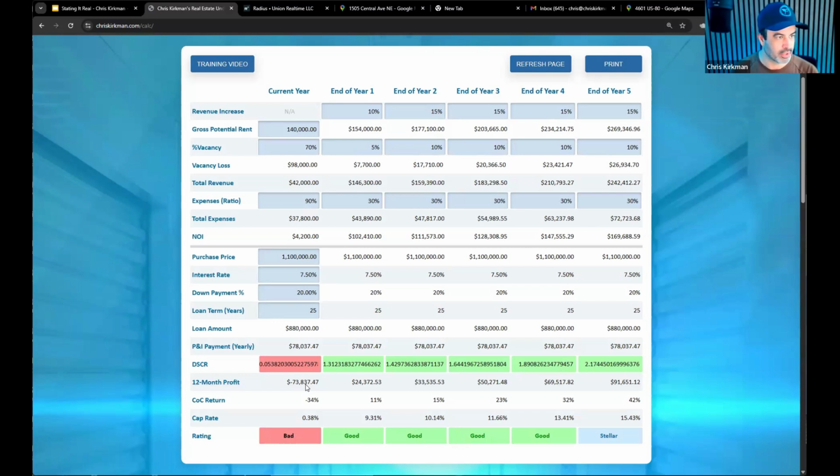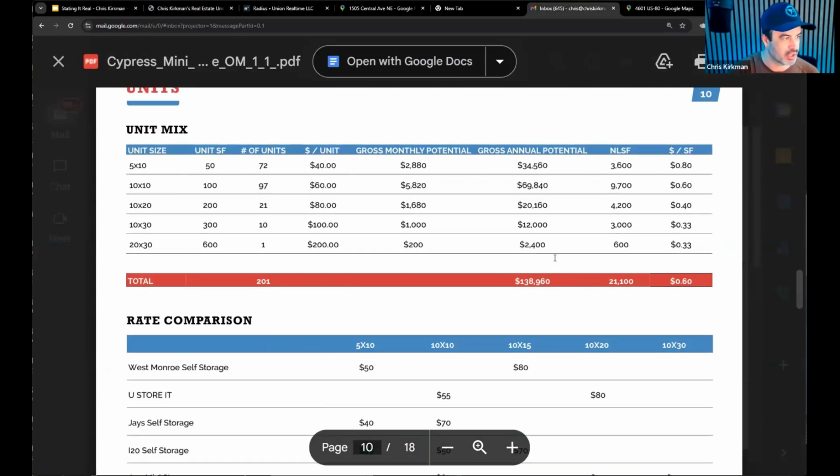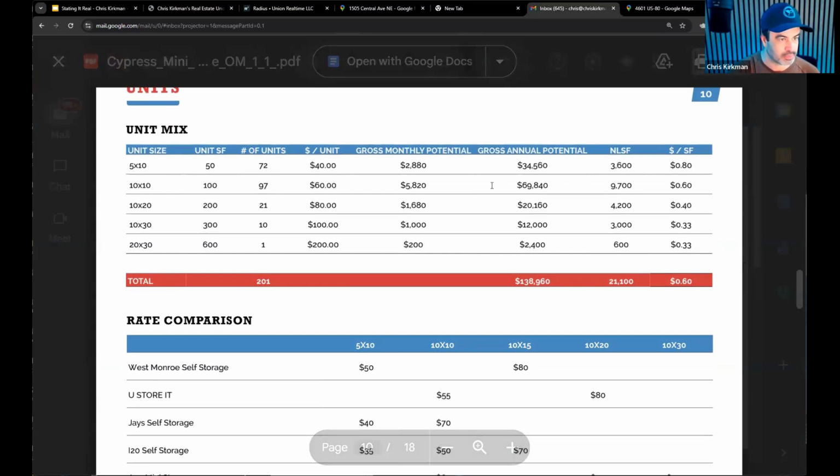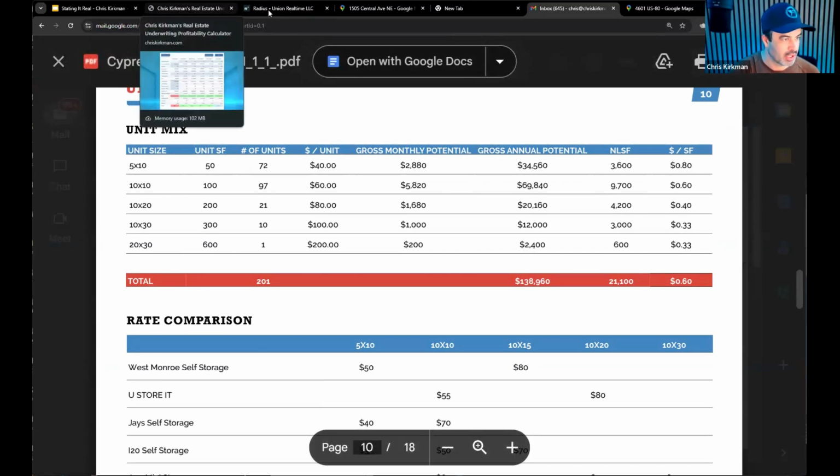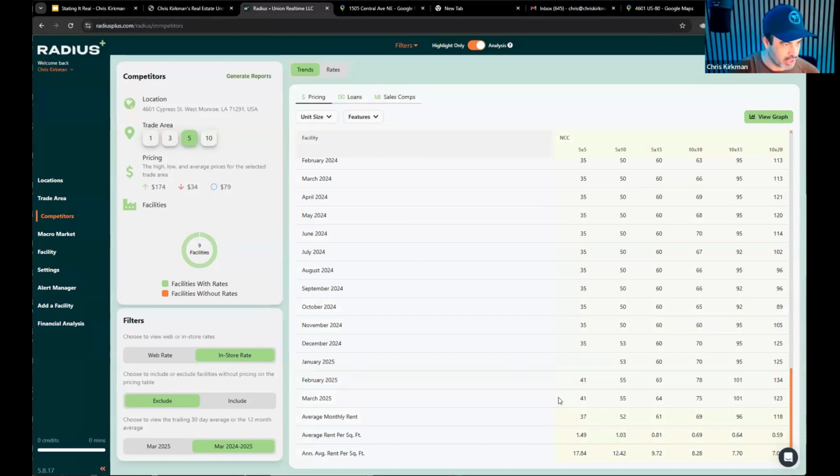So once you do that, bring the occupancy up to where it should be, paying occupancy, that is. Hopefully we can increase the rent by 10%. And that's where we find out where basic things like a 10 by 10 might cost. So let's go ahead and see what they're charging. Okay, cool. So 10 by 10 is going for, gross annual potential. Let's just say they're charging $60 for 10 by 10. Let's go back to Radius Plus, as I indicated earlier, we're going to utilize that. For 10 by 10, the average in the area is 69.